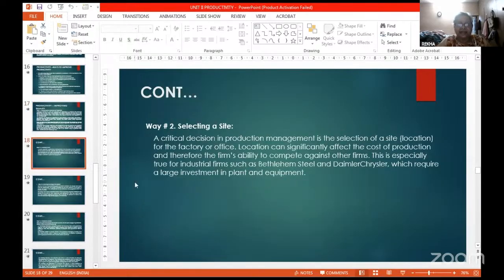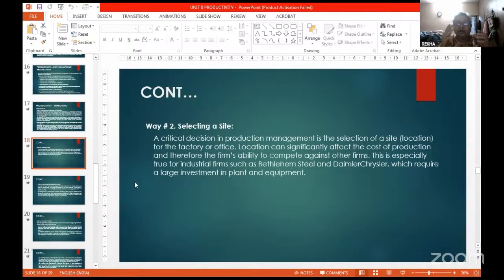Then selecting a site. As I said, selecting the proper site for your production unit is very important, because, as I told you earlier, most of the heavy industries were in the eastern side of India, but now you have heavy industry all over India, even in a place like Haryana, which does not have any raw material. But the communication system has improved for getting the raw material, and the market is near, people who are going to buy those products are nearby.